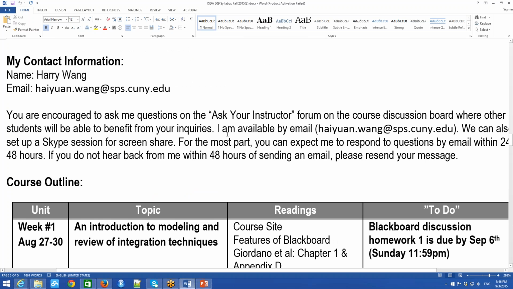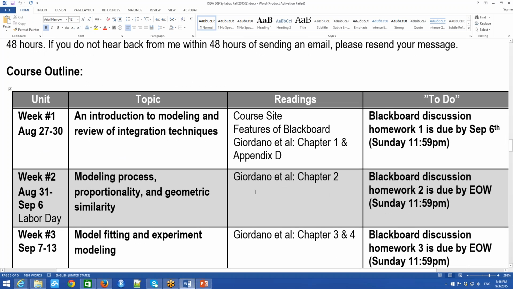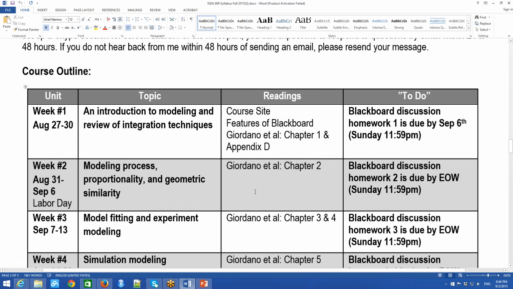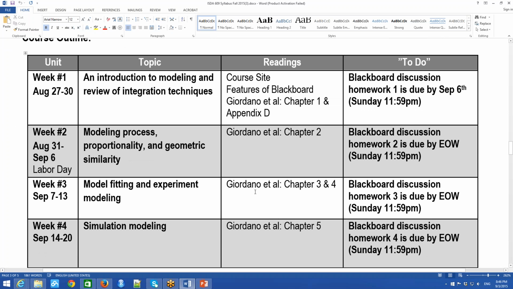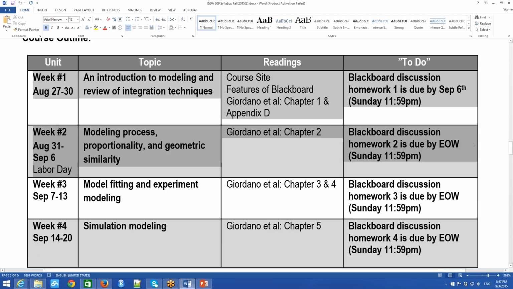This is my contact information again, and then these are the detailed list of the topics for each week. Okay, and for now, for week 1 and week 2, both of the homeworks are due by end of this week. That's because I want to give you guys a little bit leeway for the first week. Otherwise, you just get in and then you have a homework due in 3 days. That doesn't make sense.